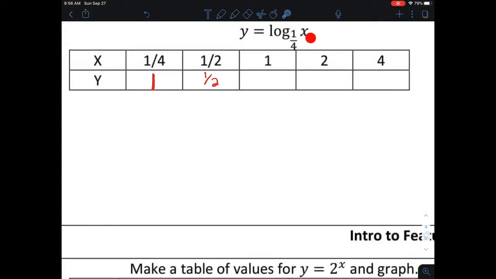Log base 1/4 of 1. 1/4 to the what power makes 1? That would be 0. And we work our way to put in 2. 1/4 to the what power makes 2? Well, that would be, take the square root of it and flip it. So that would be to the negative 1/2. And log base 1/4 of 4. 1/4 to the negative 1 power will make 4.